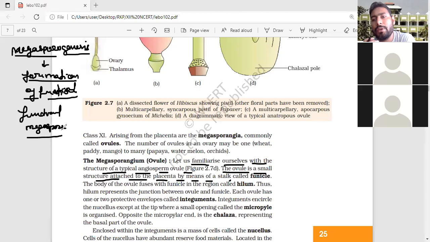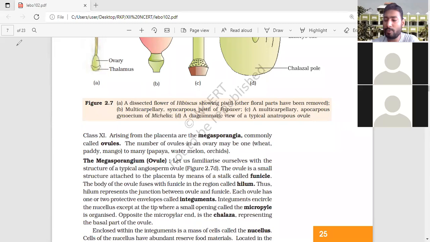Why are we saying functional megaspore? What we have seen in the case of microspore: four microspores form, called the microspore tetrad. Here also a megaspore tetrad will form. Just look at how megasporogenesis takes place. Clear?